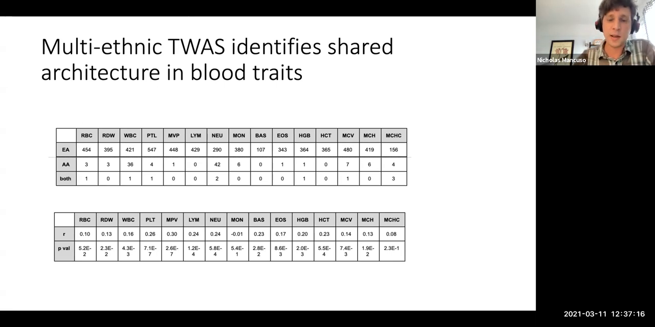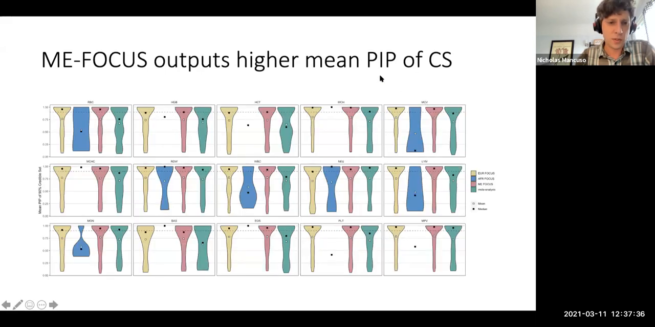Given that we charged ahead and performed our TWAS, we see modest correlations across some of these phenotypes in our TWAS Z-scores. Nothing super impressive right now, but again, if most of the genes are null, this is not super surprising. Here, what I'm showing are the multi-ethnic focus results across the individual populations: European in yellow, African ancestry in blue, ME focus in red, and the meta-analysis in green.